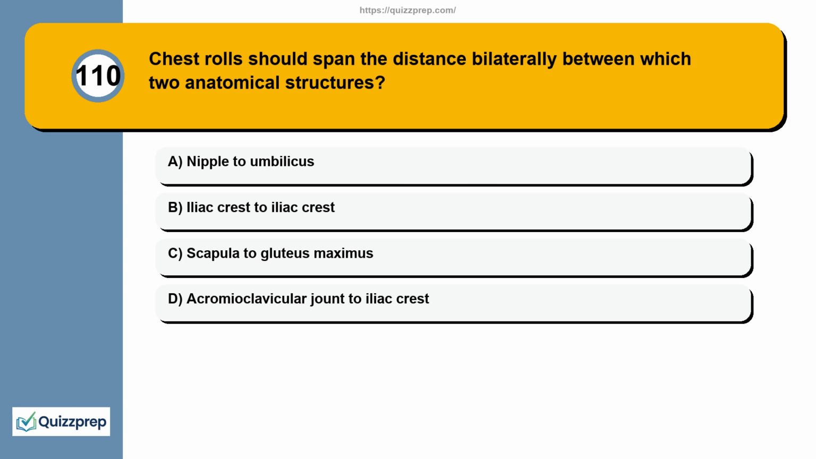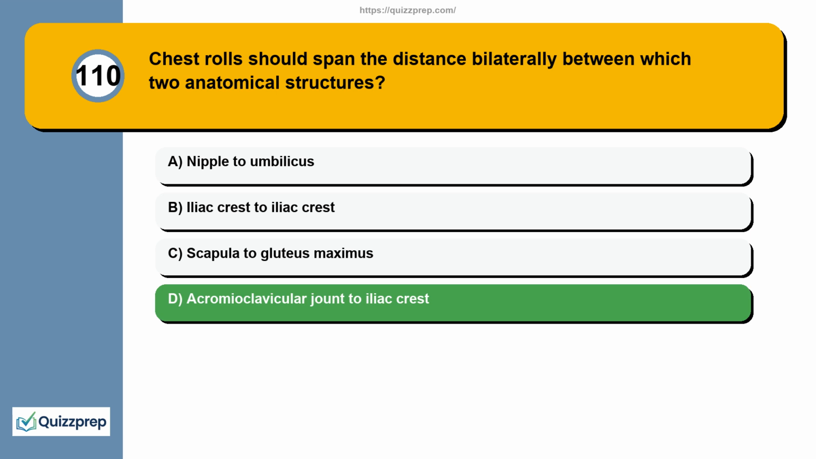Option B, iliac crest to iliac crest. Option C, scapula to gluteus maximus. Option D, acromioclavicular joint to iliac crest. The correct answer is option D, acromioclavicular joint to iliac crest.